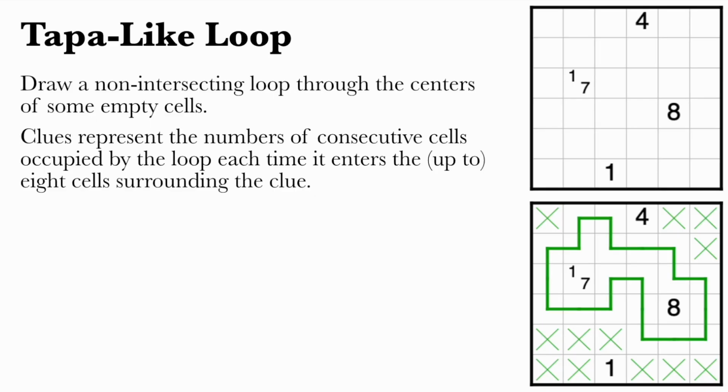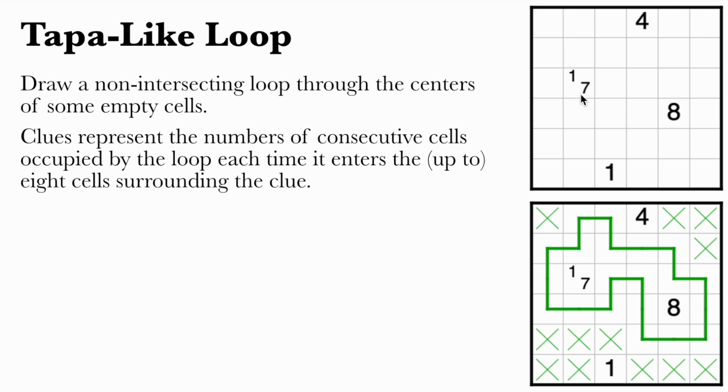In a Tapa-Like loop, we will draw a non-intersecting loop through the centers of some empty cells. This is the same loop rule that we see in many puzzles. We're going to be drawing this line horizontally and vertically only, and we don't have to be using every cell in the grid. Clues represent the numbers of consecutive cells occupied by the loop each time it enters the up to 8 cells surrounding the clue.